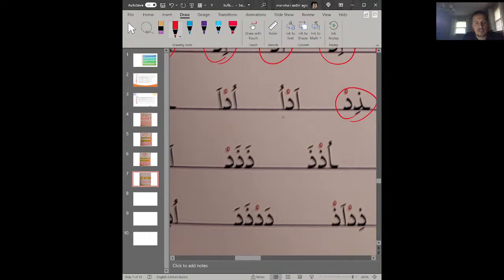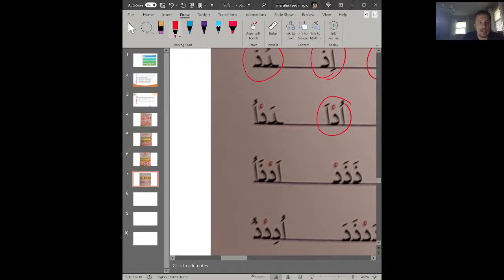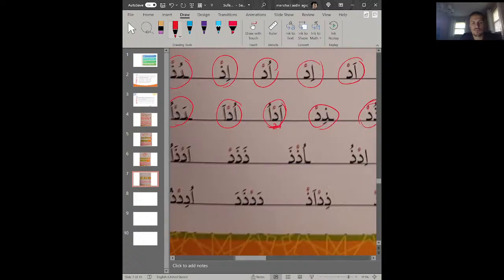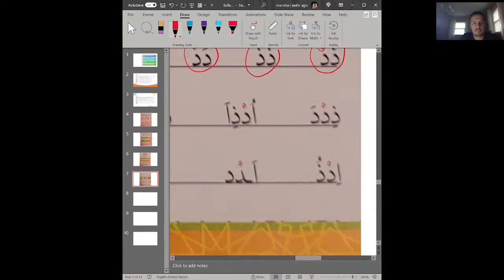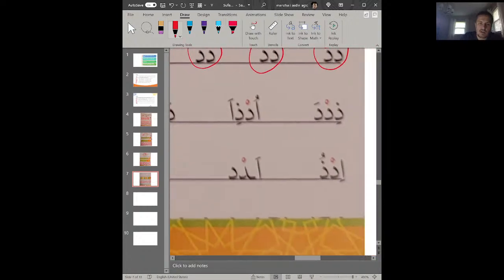Now three letters here. You read first and then second together. So add u. Ud e. Dead u. Now third line. Zid de. See, zid de.